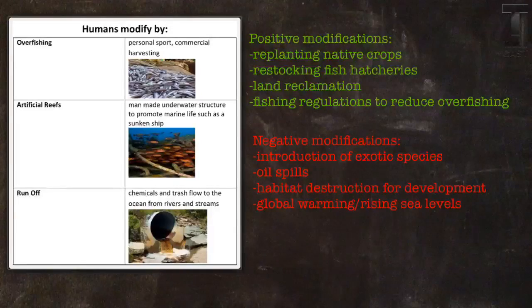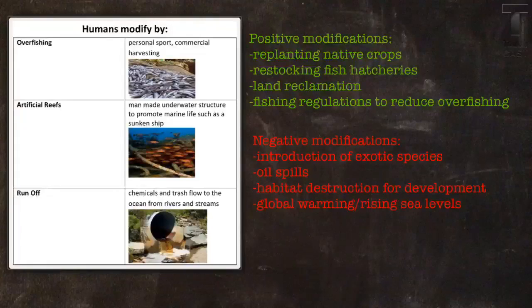As humans, we have a tendency to alter the environments that we live in, and while some of the alterations and changes we make are positive, the majority have a negative impact on the environment and organisms that are in the environment. So some modifications as far as oceans include overfishing and runoff. Those are negative things. Runoff is when chemicals and trash flow into the ocean from rivers and streams.